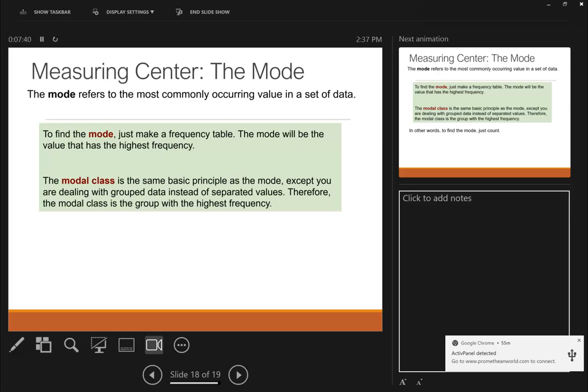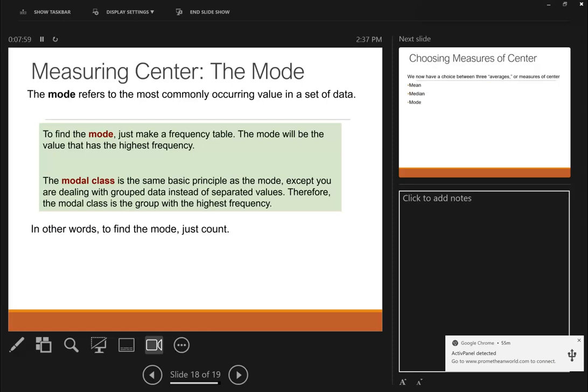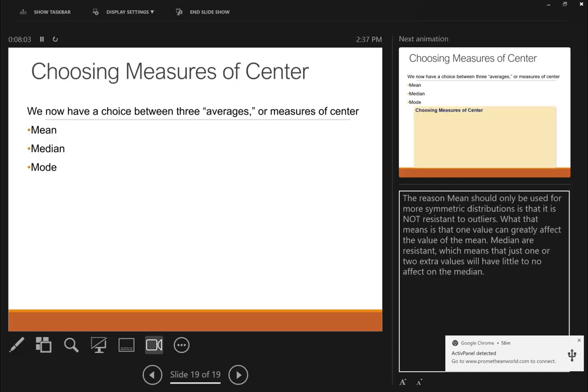What happens if you have a range of values listed instead of individual values? Then instead of having a mode, a single value that occurs the most times, you have a modal class, the range that appears the most times. So in other words, to find the mode, all you have to do is count. You're just looking at frequencies. It's pretty easy.